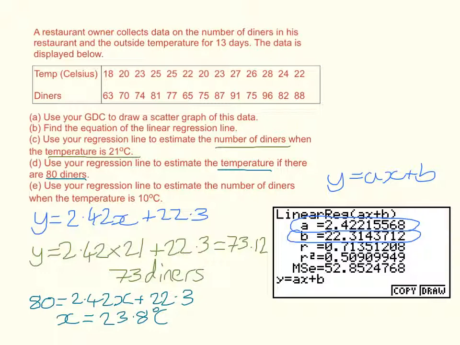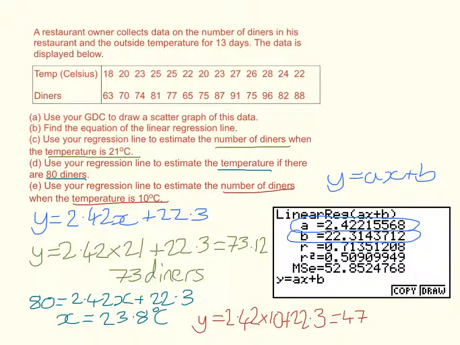For the final part, we're asked to estimate the number of diners again, given the temperature is 10 degrees. So it's y equals, and we do 2.42 times by 10 this time, plus 22.3. And that gives us an answer of 46.63, which is 47 diners.